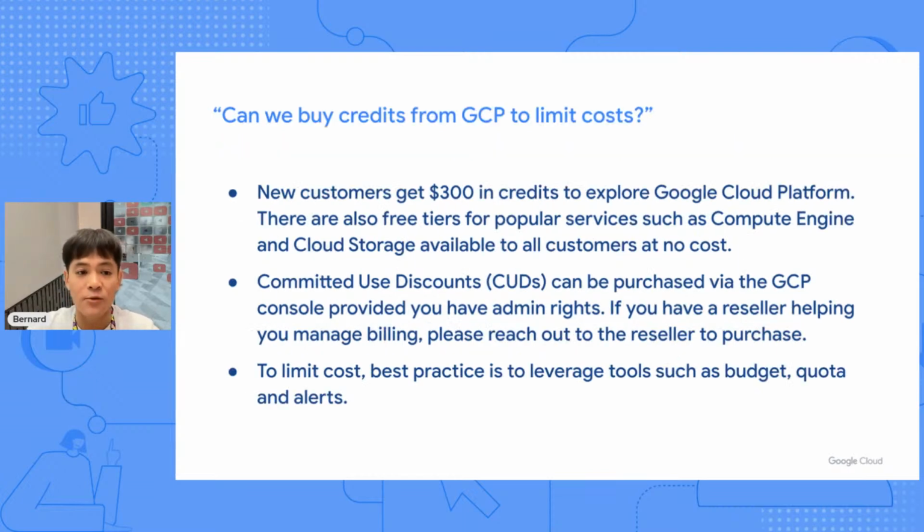Now, the other question is, can we buy credits from GCP to limit costs? Within GCP, all new customers today get $300 worth of credits to explore the Google Cloud Platform. There are also free tiers available for popular services such as Compute Engine, App Engine, and Cloud Storage for you to use at no cost. To limit costs and to really talk about buying credits, we do have something called committed use discounts, CUDs, that can be purchased via the Google Cloud console, provided you have administrator rights. We also talk about best practices such as leveraging tools such as budgets, quotas, and alerts to limit costs for your usage of GCP.